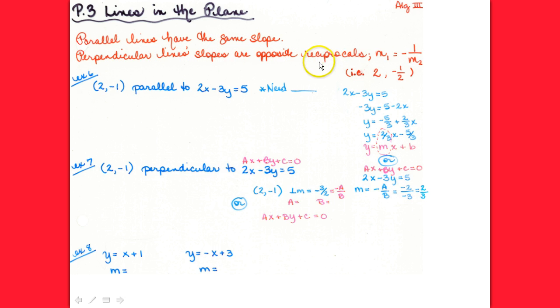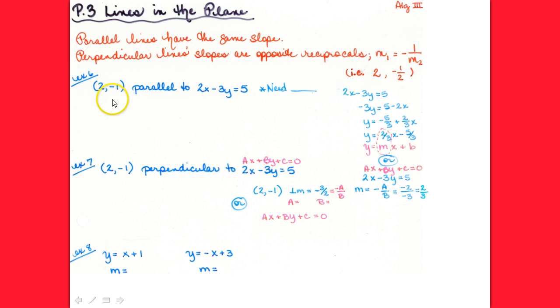So, for instance, if you have a positive 2, the perpendicular slope is going to have to be the opposite, negative, and it's going to have to be the reciprocal. So flip 2 over 1 to get 1/2. So if your slope was a negative 3/4, what would the perpendicular slope be? Yes, positive 4/3.